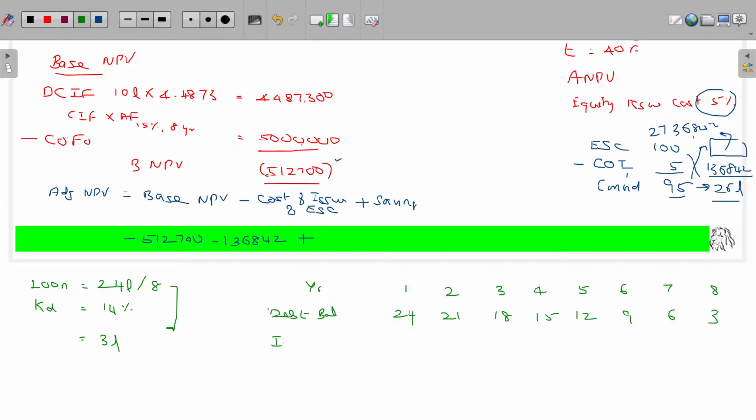Now what could be the interest payable? Interest payable being whatever the debt balance you have, for that you have to pay at the rate of 14%. In the very first year, 24 lakhs is pending. For the 24 lakhs at the rate of 14%, what is the value? 3.36 lakhs. Next, 2.94 lakhs. Next, 2.52 lakhs. Next, 2.1 lakh. Next, 1.68 lakhs. And next, 1.26 lakhs. And next, 0.84 lakhs. Finally, 0.42 lakhs.